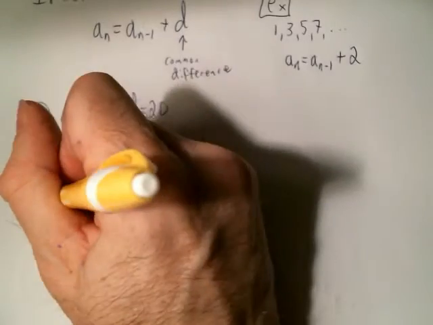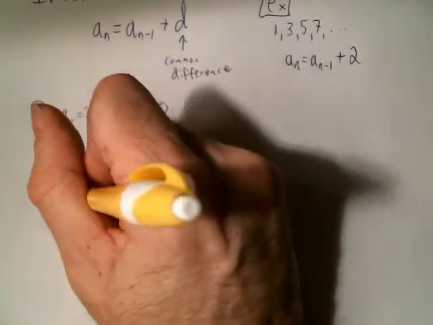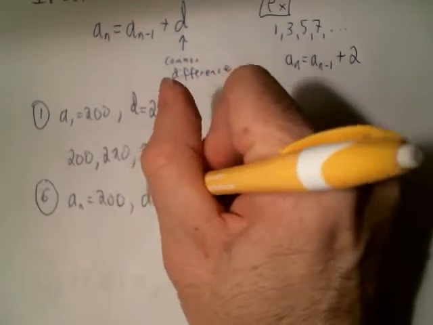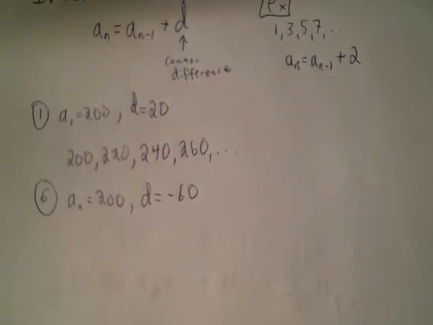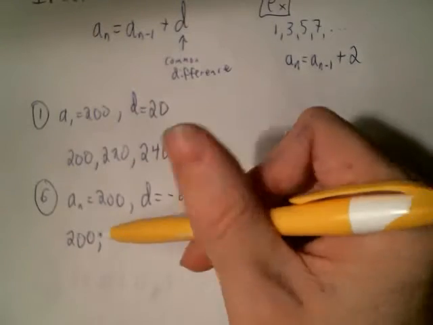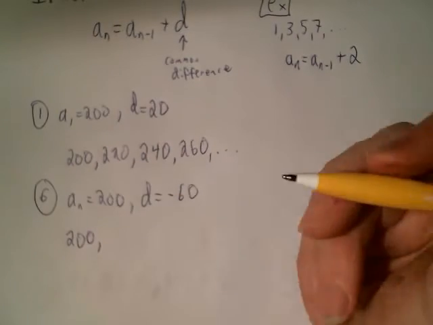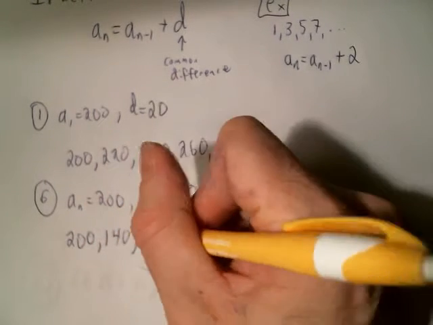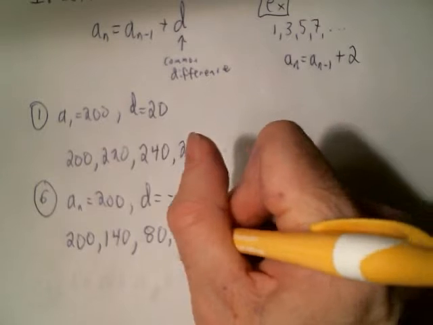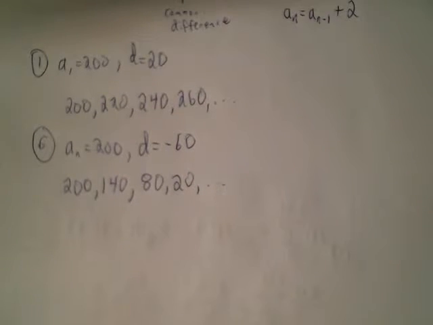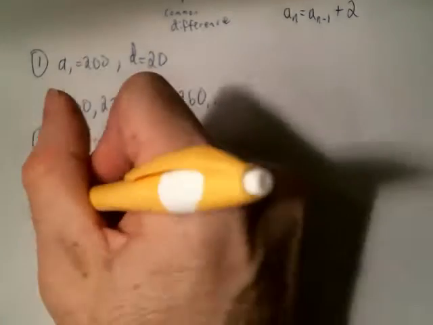You don't have to always have an increasing sequence. So in problem 6, we see a decreasing version. This time we go down by 60 every time. So I'll start at 200. And then to get to the next one, you take 60 away from 200. So this will be 140, and then 80, and then 20, and you can have negative terms in your sequence. That's fine. So eventually we'd have to go down farther.